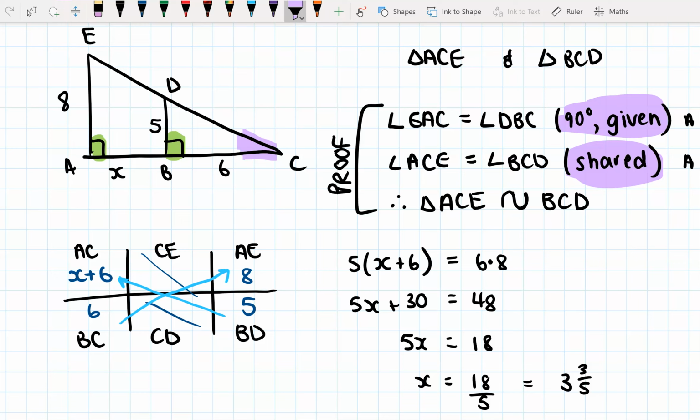But in the future lessons, we'll start looking at other things that you can use, other rules that you can use in order to show this similarity. Okay, enjoy.